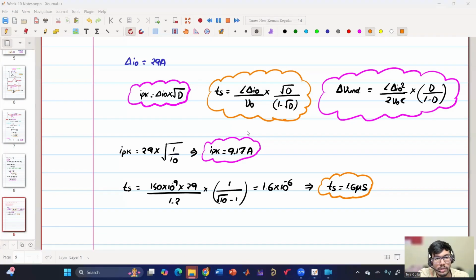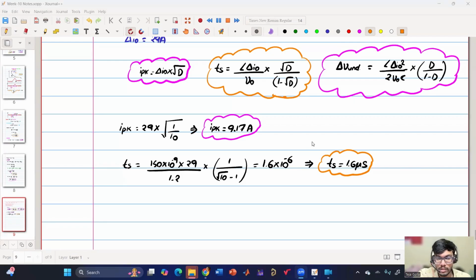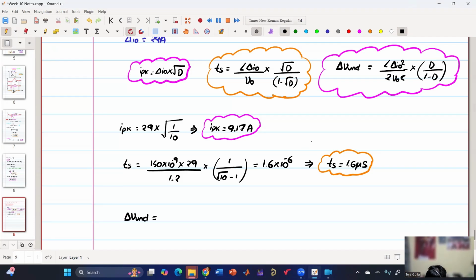Yes, 1.6 micro. Okay. Now, if we do delta V undershoot, then it is L into delta I naught square by 2 into delta 2 into V naught. V naught is 1.2. See how much did I give?